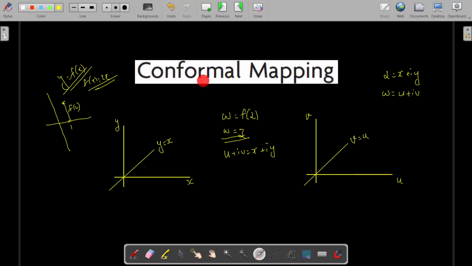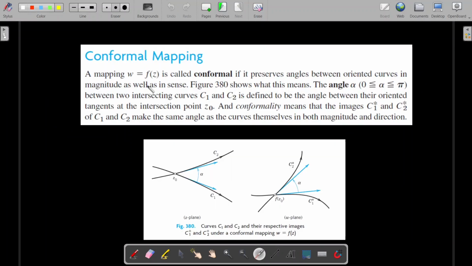Now, what do you mean by a conformal mapping? A mapping w equal to f of z is conformal if it preserves angles between oriented curves in magnitude as well as in sense. So in this figure, you can see that the angle between these curves, that means the angle between the tangents at this intersecting point, is alpha. And here C1 star and C2 star represent the corresponding images of these curves in the w plane.